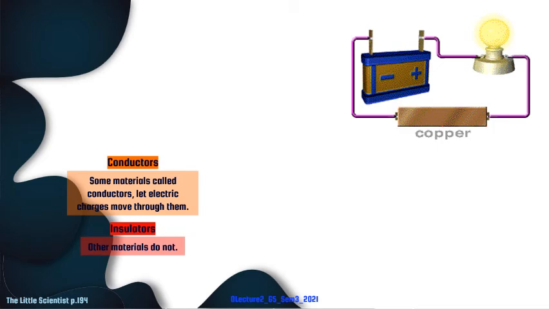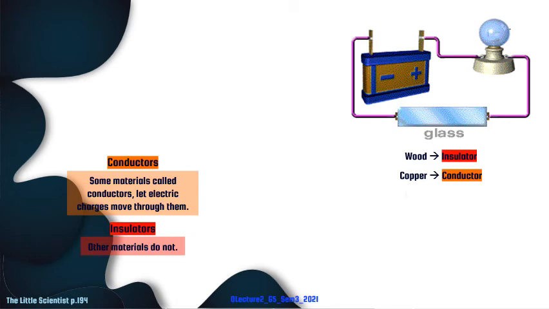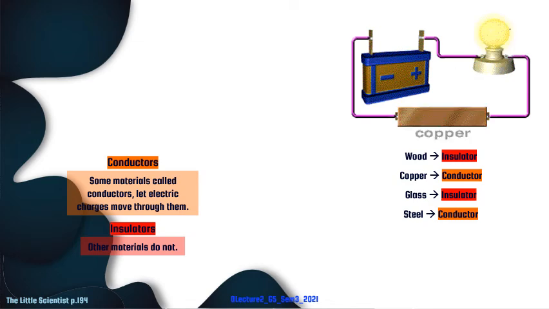Let me start. I'll wait for the wood to appear. When you put a piece of wood in your circuit, look at this, the lamp is off. This means that wood is an insulator. Copper, it's on, so it's a conductor. Glass off, insulator, and steel is a conductor. We'll go again. Wood off, insulator. Copper on, conductor. Glass off, insulator. Steel on, it's a conductor.